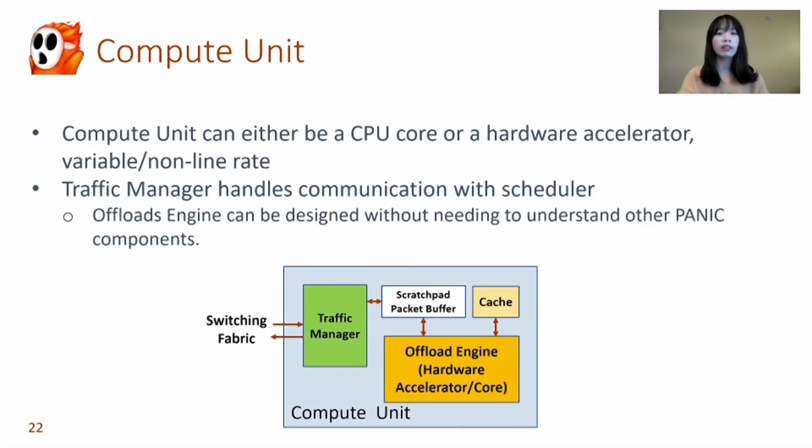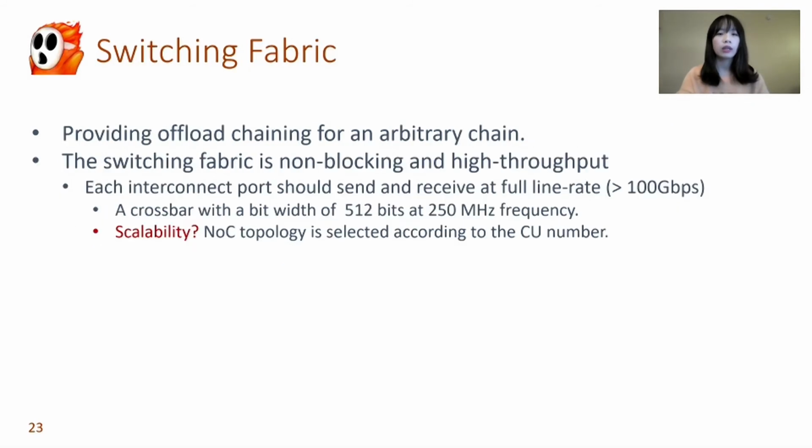To support generality, the compute unit in Panic can either be a CPU core or hardware accelerator, and it can have non-line rate or variable performance. The traffic manager inside the compute unit is responsible to send or receive packets from the switching fabric and communicate with the scheduler using credit. Thus, a hardware offload engine inside the compute unit can be designed without any understanding of other Panic component. Finally, Panic uses switching fabric to provide offload chaining for an arbitrary chain.